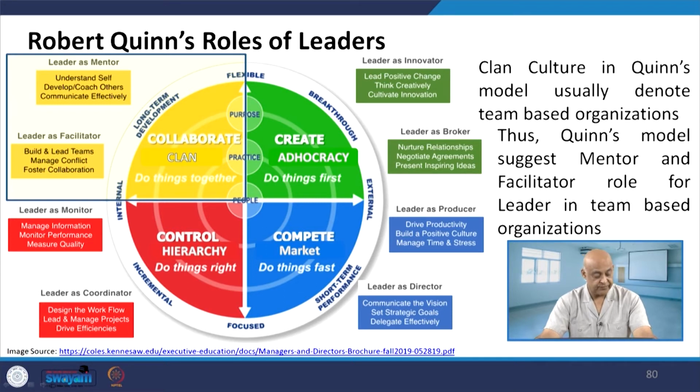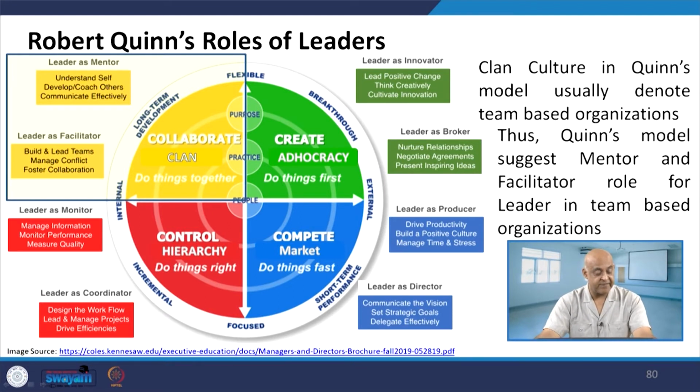So this particular function of the leader is about purpose, practice and people. The leader works as a coordinator, designs the workflow, leads and manages the projects, and drives effectiveness. Manage the information, monitor performance, measure quality: leader as a monitor. So he is managing the information and monitoring the performance.